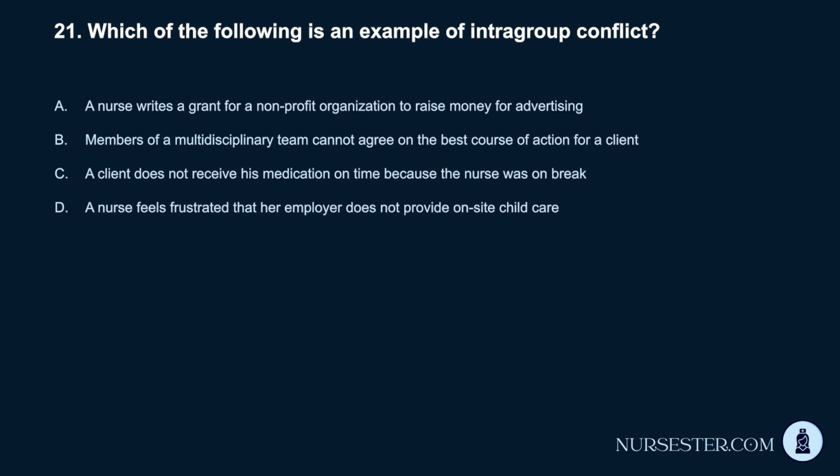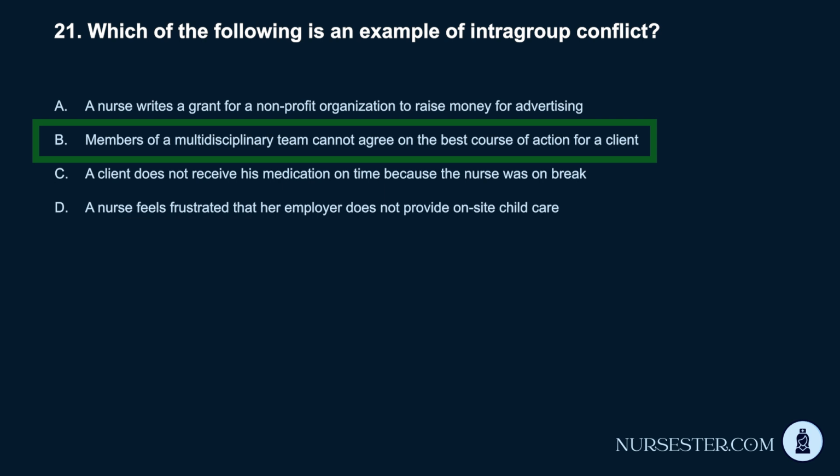21. Which of the following is an example of intragroup conflict? A. A nurse writes a grant for a nonprofit organization to raise money for advertising. B. Members of a multidisciplinary team cannot agree on the best course of action for a client. C. A client does not receive his medication on time because the nurse was on break. D. A nurse feels frustrated that her employer does not provide on-site child care. Correct answer: B. Members of a multidisciplinary team cannot agree on the best course of action for a client.